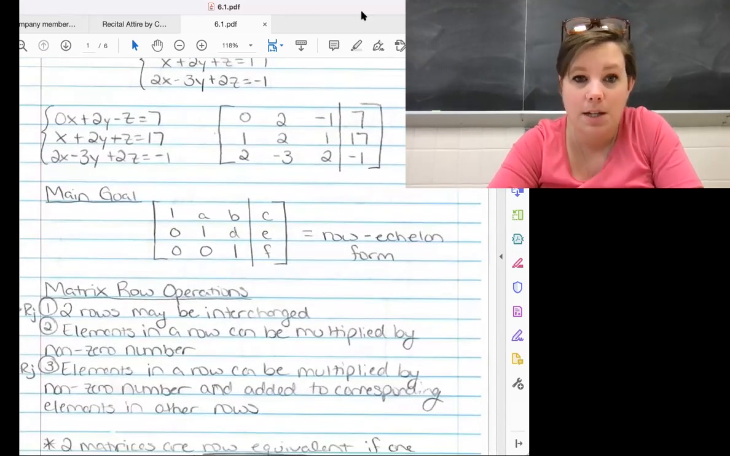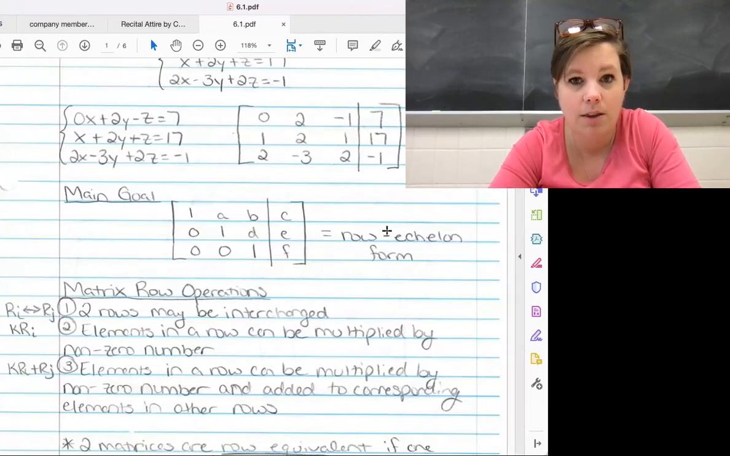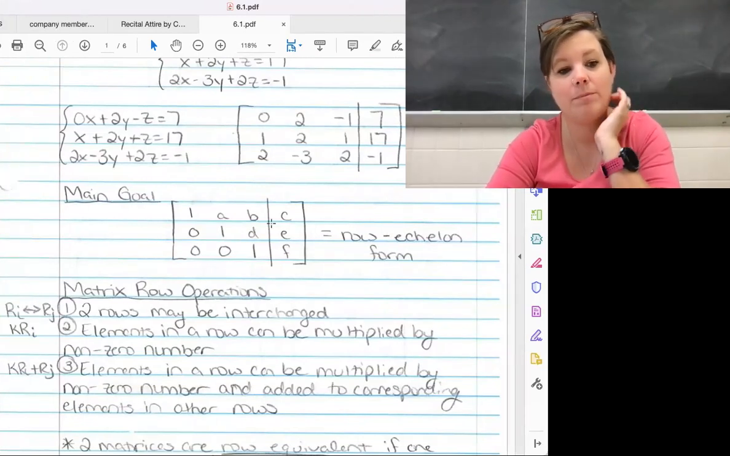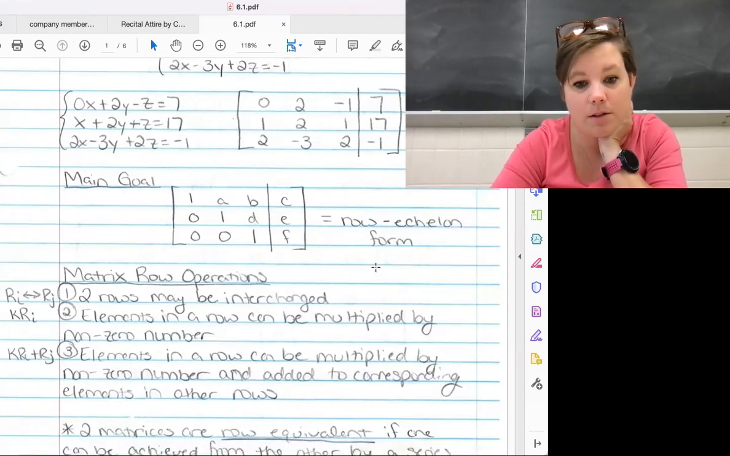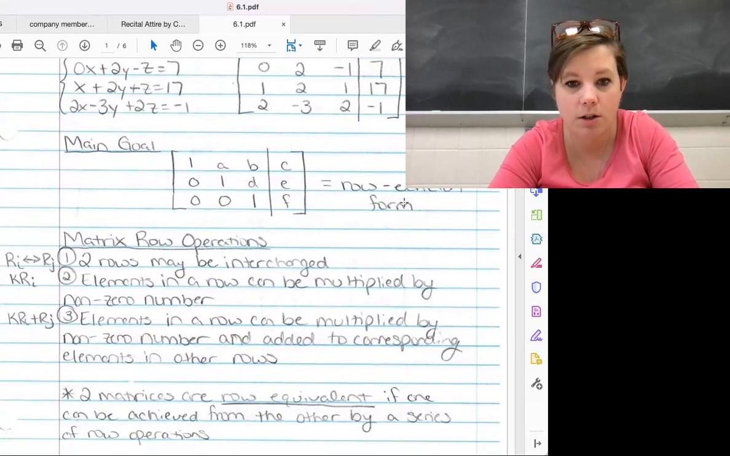Here is the meat and potatoes of the notes, right here. Let me make my screen just a little bit smaller so you can see all the notes.